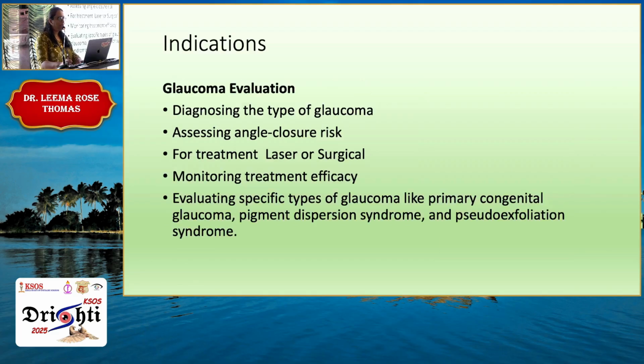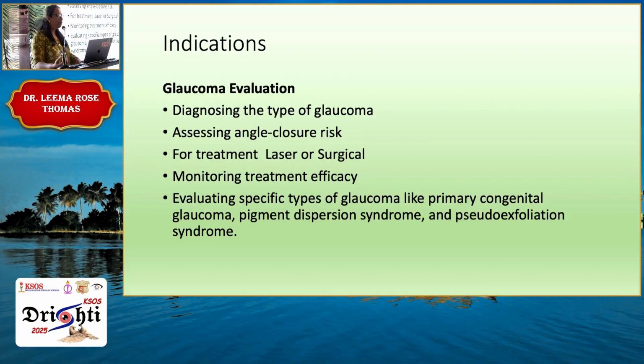So what are the indications? In glaucoma evaluation, we need to diagnose the type of glaucoma, whether it's open, closed, primary, secondary. You also need to assess the angle closure risk. For treatment, we need to use different lenses, whether you're doing a laser surgery like SLT, or surgeries like goniotomy and all that. For pediatric, you need lenses. Then monitoring the treatment efficiency.